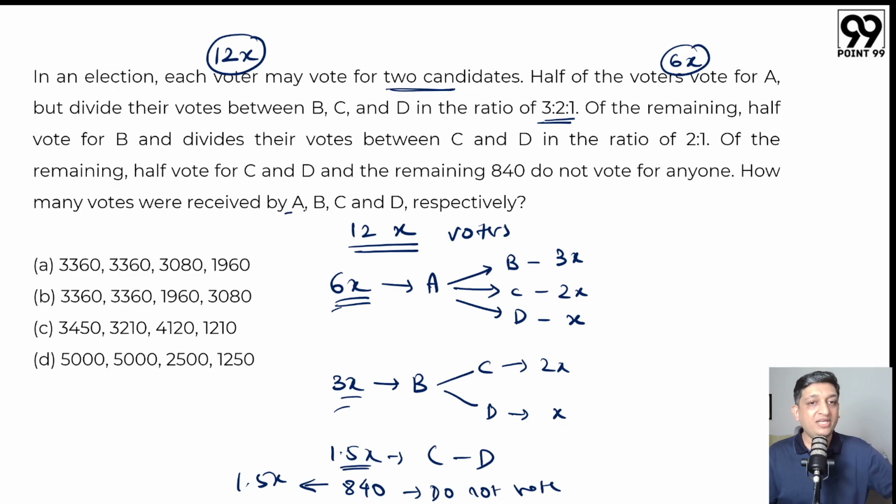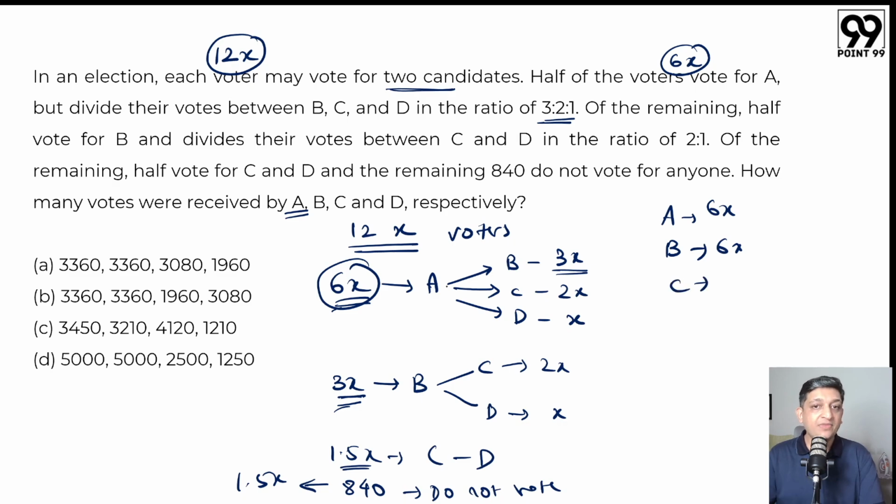We have to figure out how many votes were received by A, B, C and D respectively. So how many votes were received by A? A received 6X votes from here and then nothing else. So I'll just put A equals 6X here for the time being, then we will see what we can do about this. A equals 6X. What about B in this case? B received 3X votes here and B received 3X votes here. So B also should have received 3X votes.